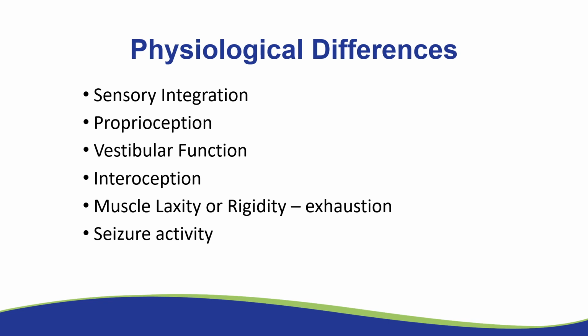There's a lot of exhaustion in autism because there's a tendency to lack core strength. So sitting up in a bed without your back being supported is very difficult for a length of time. Standing for long periods of time can be difficult. The body just gets exhausted easily. There just tends to be laxity in the muscles. And then seizures is another physiological difference.